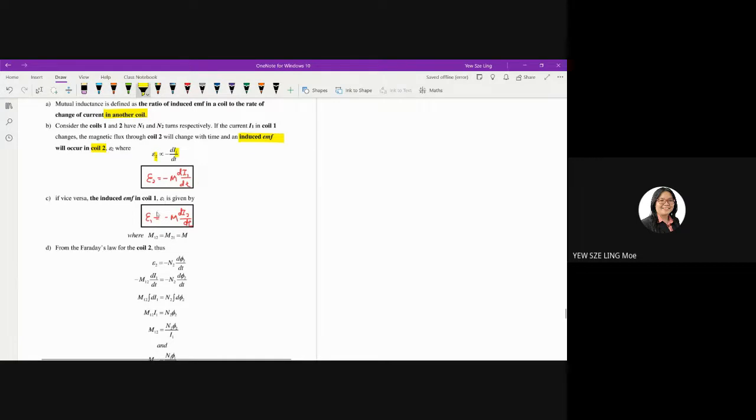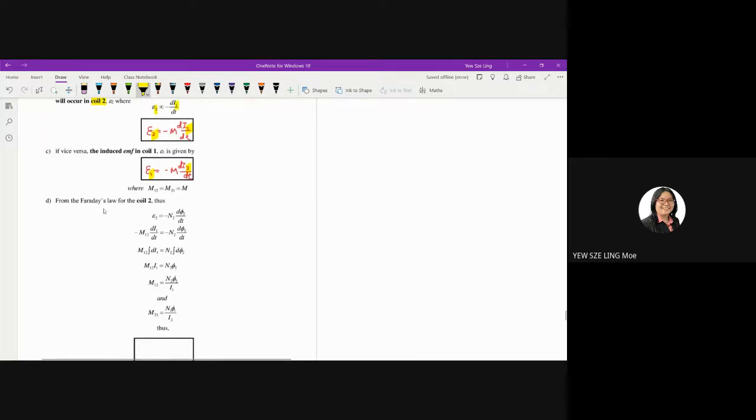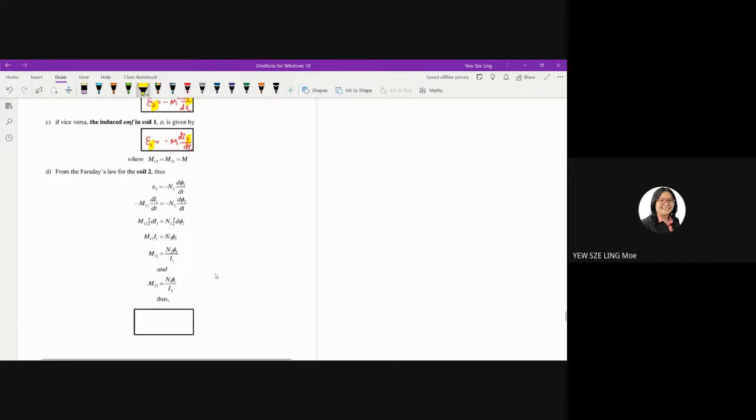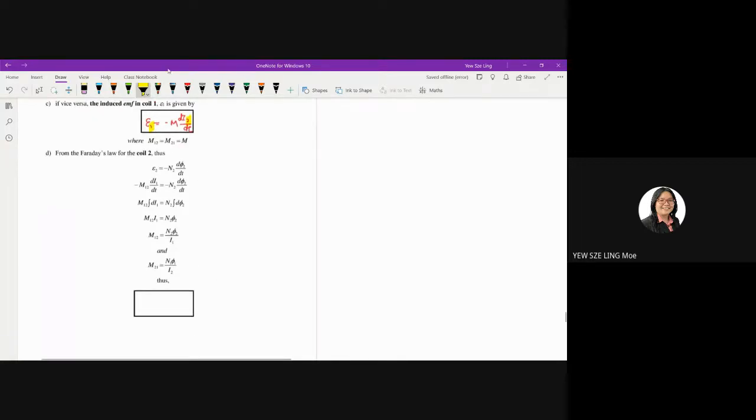So the I must be coming from the neighbor. It cannot be inside itself. So from Faraday's law for coil 2, you derive the equations and you will obtain an equation that is very similar to the self-inductance just now, which is M equals N2 phi 2 over I1, equals N1 phi 1 over I2. So it depends on where the current is.